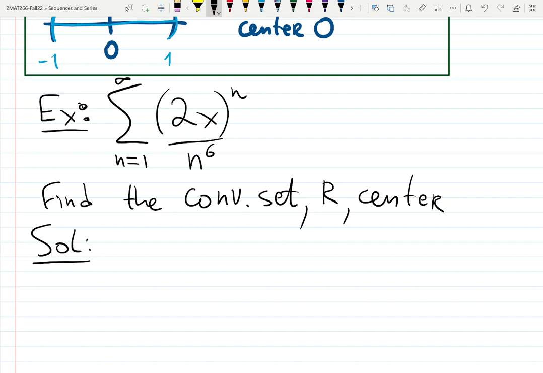The moment you don't see a shift, you know the answer. But for the convergence set, that's not geometric series anymore. So this is a power series. We see it's not geometric series anymore. We're going to do the ratio test, and the ratio test will always be your friend for this semester.